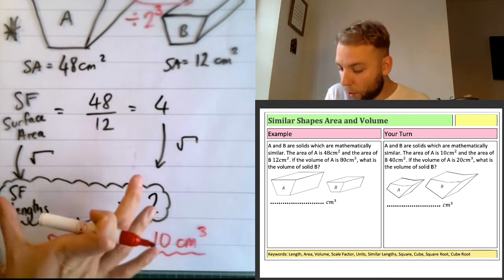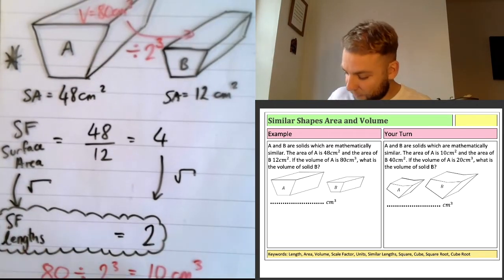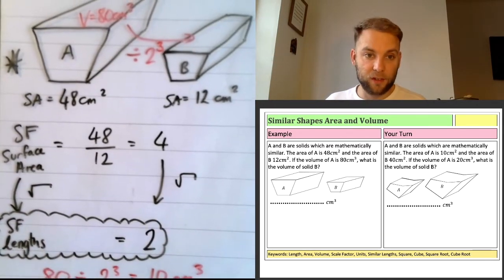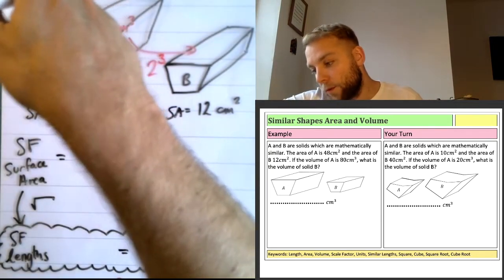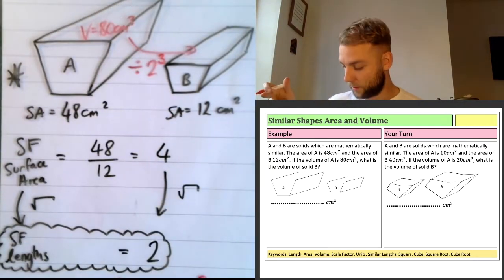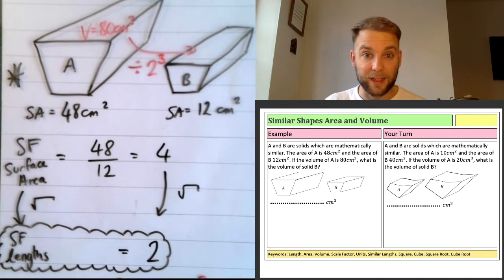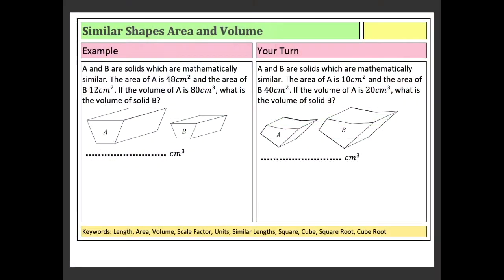Okay, so we've worked out the scale factor for the lengths, and to work out the volume, I divide by the scale factor cubed. It is tricky that. So these usually come up towards the end of the higher paper. There's a lot going on here, so they are tricky, so do take your time with them. So pause now and have a little go at that question on the right hand side.